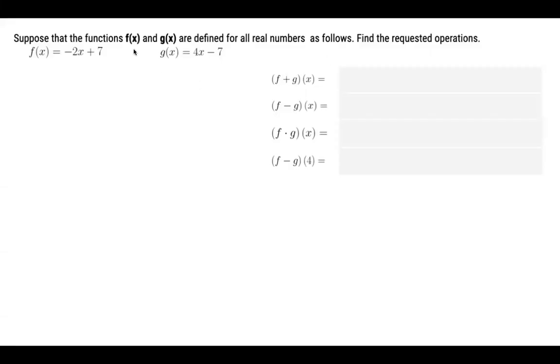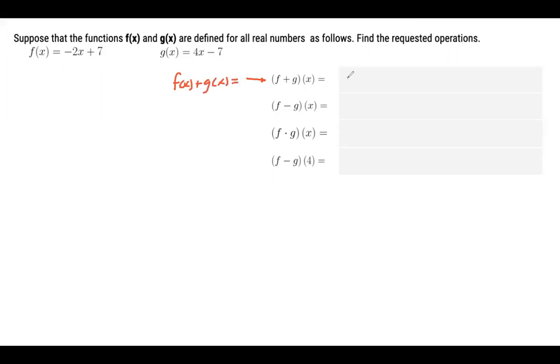Hello. We're going to see how to do those operations based on functions f of x and g of x. Addition just means that we're going to add both functions. So if we have minus 2x plus 7 as function f, so this first one is equivalent to having f of x plus g of x.